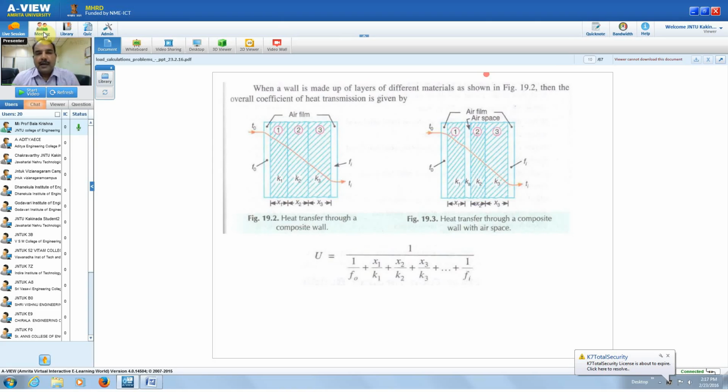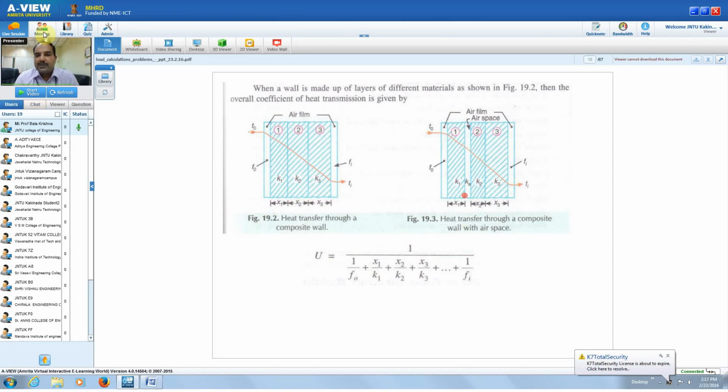When a wall is made up of layers of different materials, as shown in figure 19.2, then the overall coefficient of heat transfer is given by this. That means these are composite walls. Sometimes there may be different materials. Heat transfer to a composite wall: that is K1, K2, K3. They are different materials. K1 is different, K2 is different, K3 is different, and this is a composite wall.